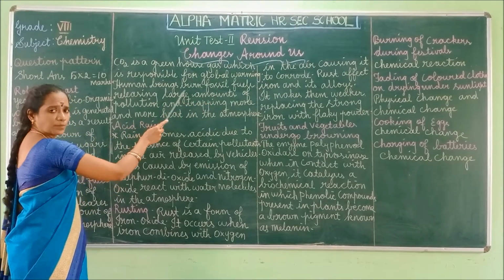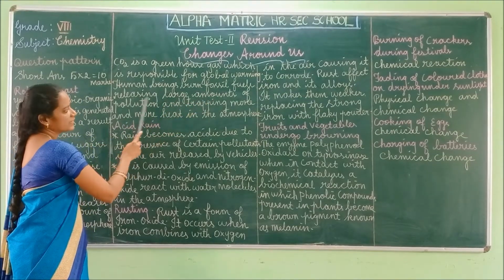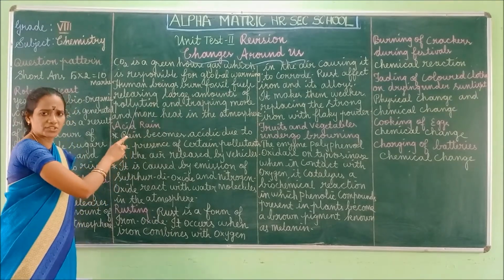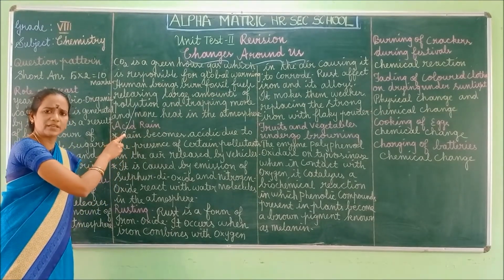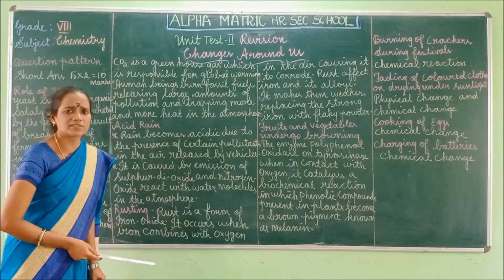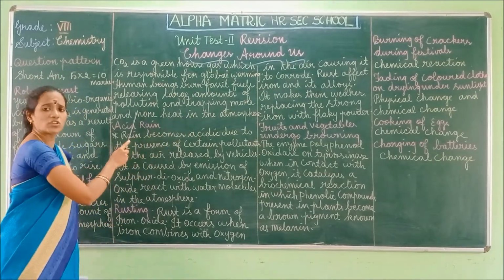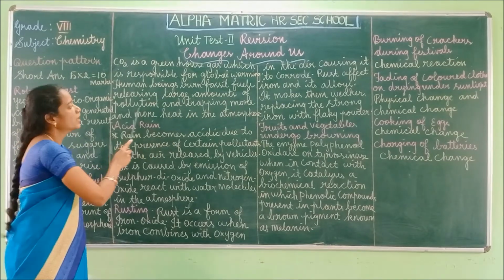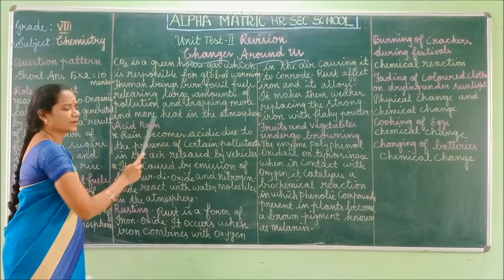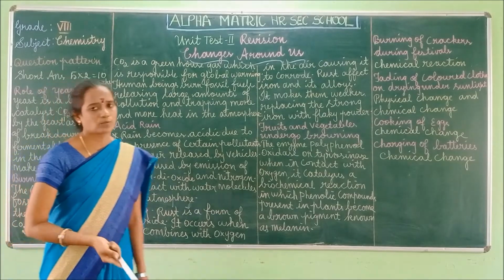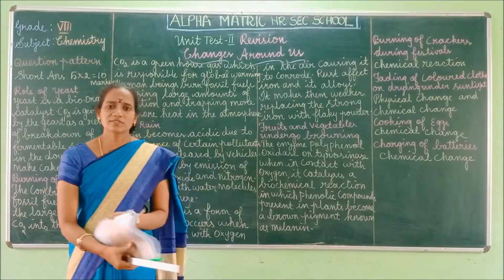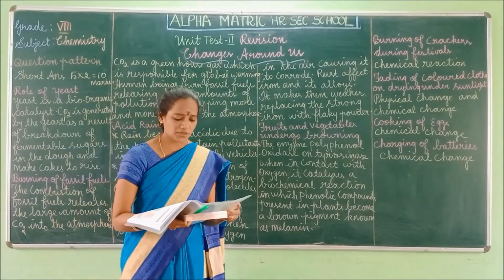Human beings burn fossil fuels releasing a large amount of pollution, isn't it? Human beings generally burn a lot of fossil fuels. So due to this, what is happening? It releases a large amount of pollution and also traps more and more heat in the atmosphere. Okay, so this is the answer for the second question.